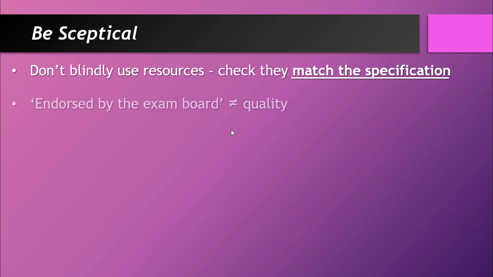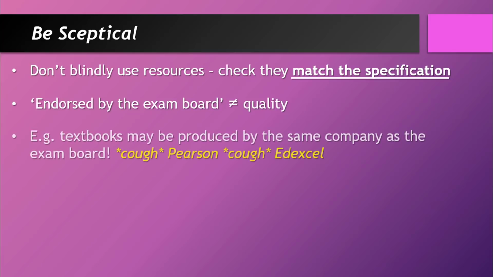And often I feel that people are a little bit blinded by the fact that it says on a textbook it's endorsed by the exam board. That's not necessarily an indication of quality. Often they're written in like 2 months because they need to be rushed because they're introducing a new course. And often they're produced by the same company that owns the exam board. So for example, Pearson is a big publishing company. They often make textbooks, often for their own exam board, which is Edexcel.